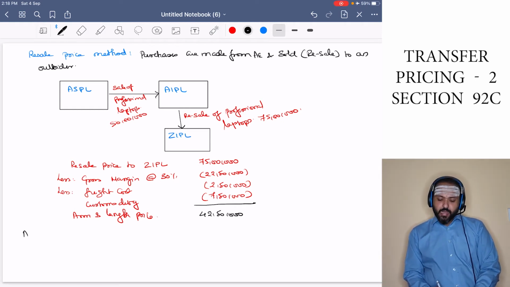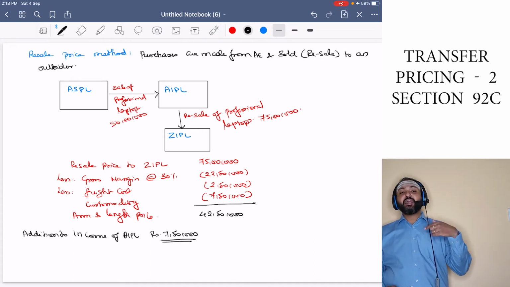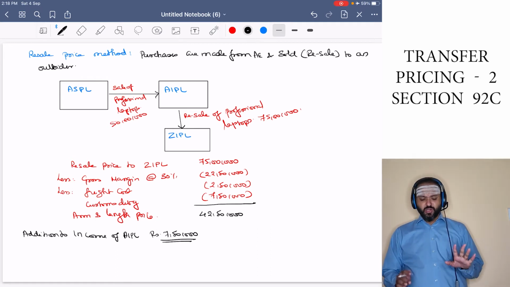Therefore, addition to income of AIPL is rupees 7,50,000. So the income of AIPL will get enhanced by 7,50,000. Is it clear? So this is what will happen here.